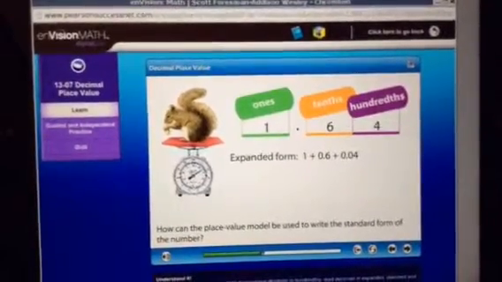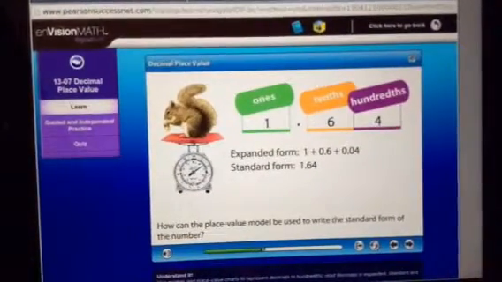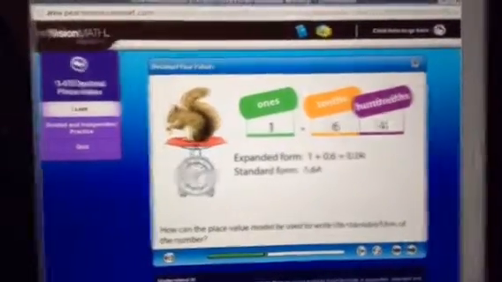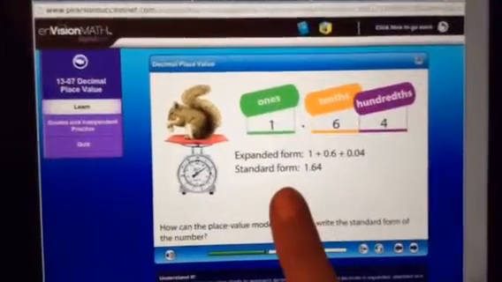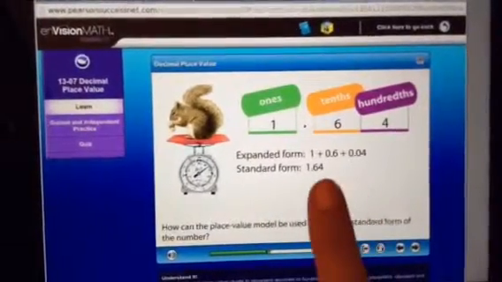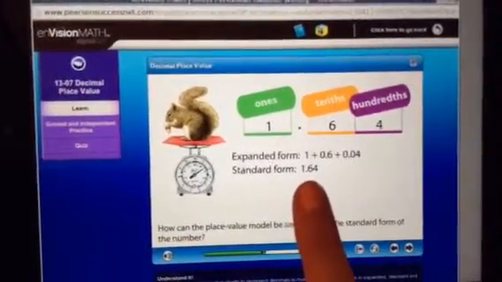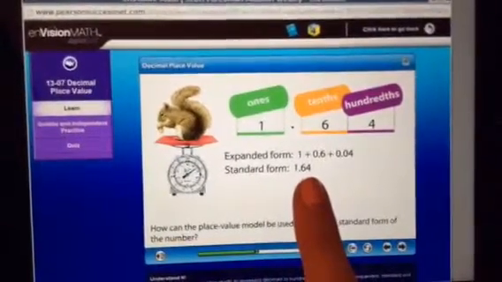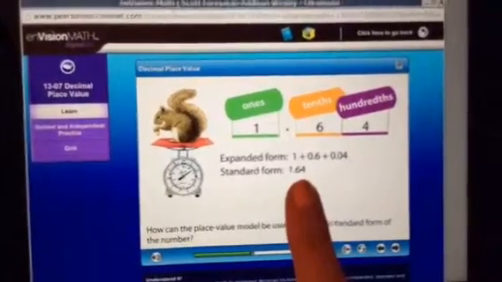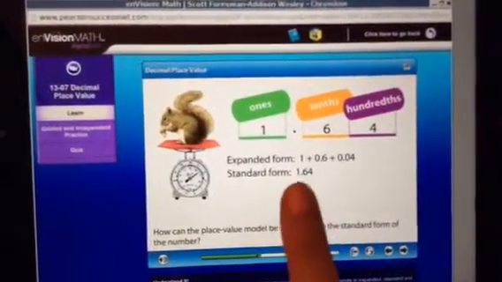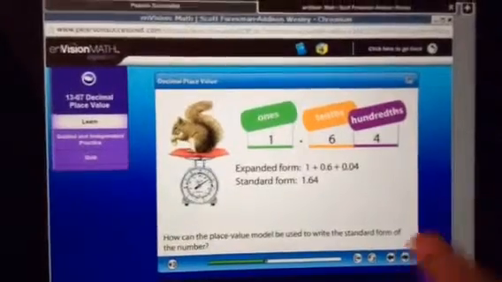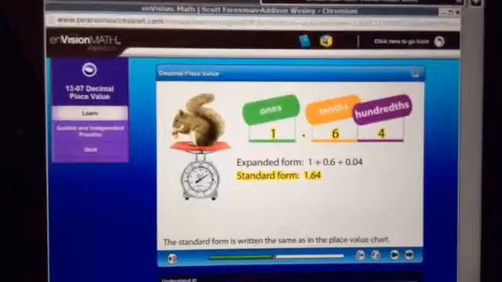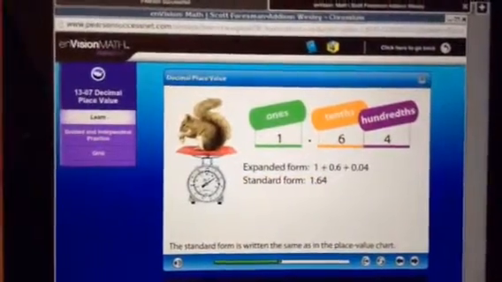How can the place value model be used to write the standard form of the number? Here's another way to represent a number, and this is the one we're used to seeing. It's just the plain old standard way of writing a number. So you're used to seeing this, and you would read this as 1.64. So another way you're going to be asked to write numbers today is standard, and that's just the regular way of writing a number. The standard form is written the same as in the place value chart.